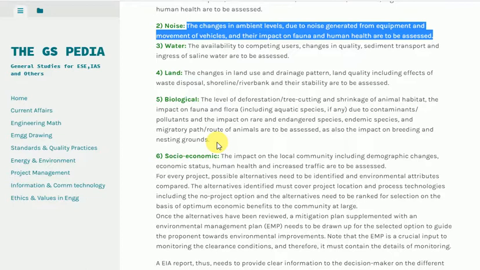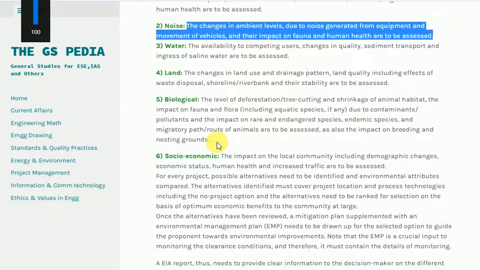6. Socio-economic. The impact on the local community including demographic changes, economic status, human health and increased traffic are to be assessed. For every project, possible alternatives need to be identified and environmental attributes compared. The alternatives identified must cover project location and process technologies, including the no project option, and the alternatives need to be ranked for selection on the basis of optimum economic benefits to the community at large.